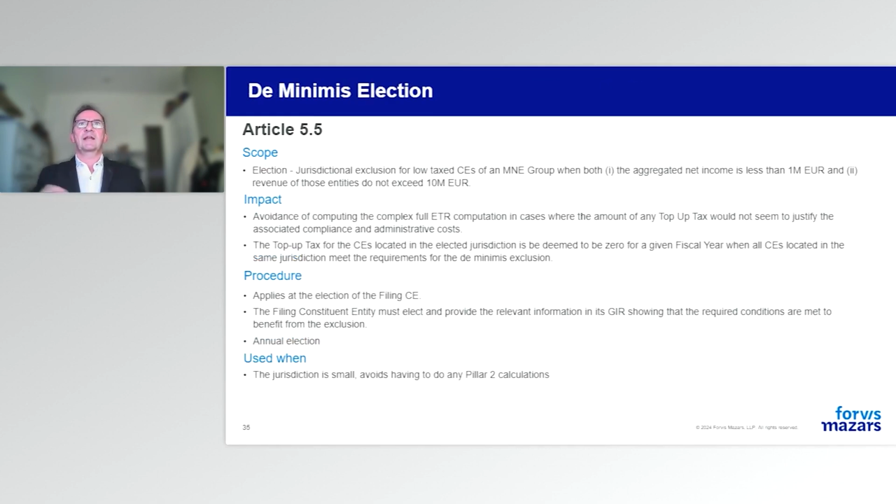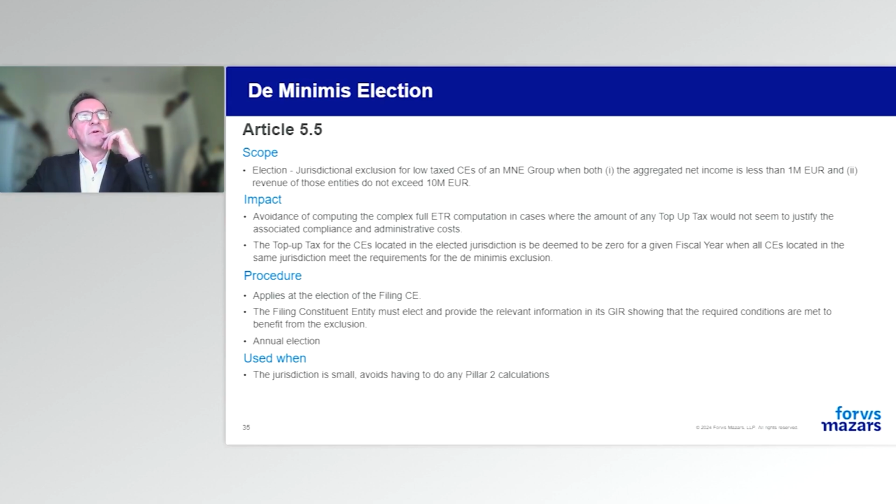The de minimis election is one where you've got small entities, small jurisdictions. And they really are quite small, right? You need to meet both tests. Aggregate net income is less than €1 million, and the total revenue, so the top line, is less than €10 million. You can elect to just be out. Again, it's one of those which, if you fall into it, well, why wouldn't you do this election? It's to make sure that if you do have really small operations in a jurisdiction, you can get those entities, that jurisdiction, out.